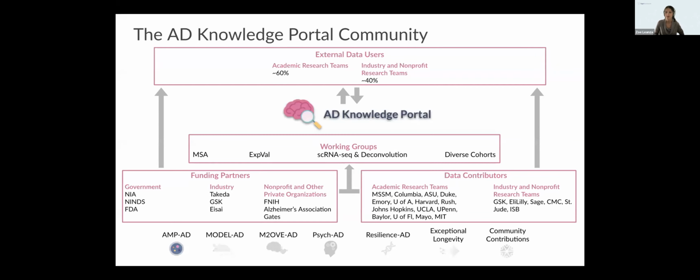On the other side of that, we see these hundreds of external data users, and that's kind of where the magic happens. That's the secondary data use, and that's how the AD Knowledge Portal enables Alzheimer's disease research to take place on a much larger and more equitable scale.